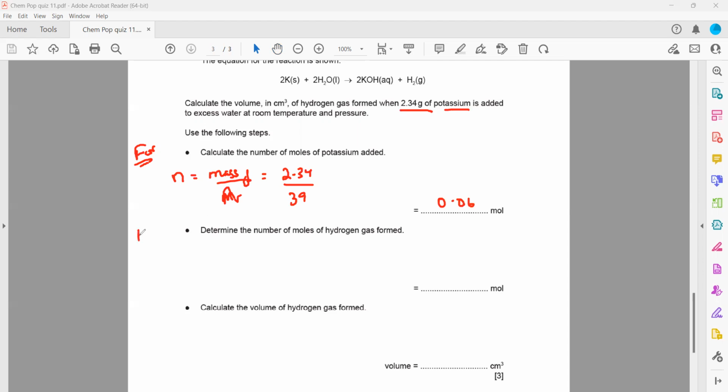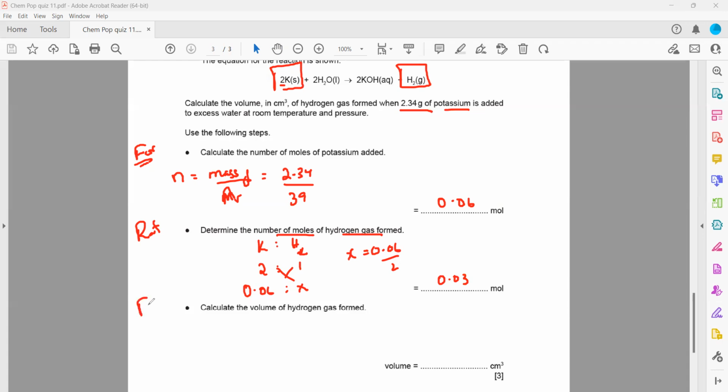The second part we solve using a ratio. Determine the number of moles of hydrogen. We already have the moles of potassium. We take a ratio between potassium and hydrogen. According to the equation, this 2 is there, so 2 for potassium and 1 for the hydrogen molecule. So 2:1 is the ratio. If we have 0.06 for potassium, then hydrogen will be X. Cross multiply, so X will be 0.06 divided by 2, that is 0.03. This gives us the moles of hydrogen.